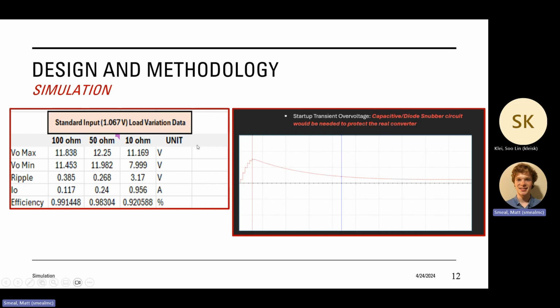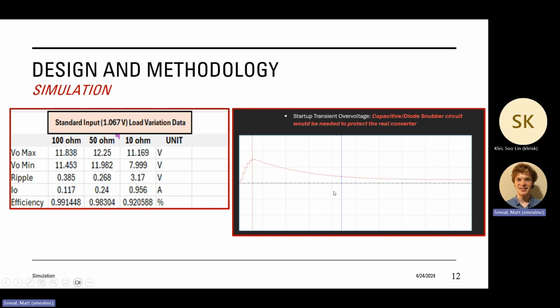So for our actual simulation, this is the load variations. It's still pretty decent efficiency, even with variations in load, more ripple, unfortunately. But for our standard situation with 100 ohms, it meets all the criteria pretty much. So 99% efficiency, probably just because it's such low current. The ripple is perfectly fine. You can see this over here.